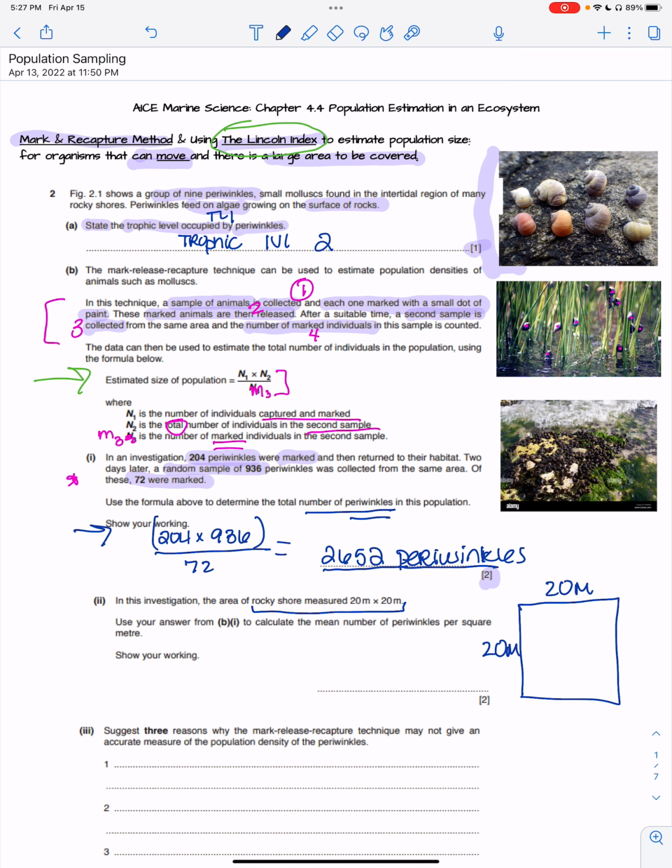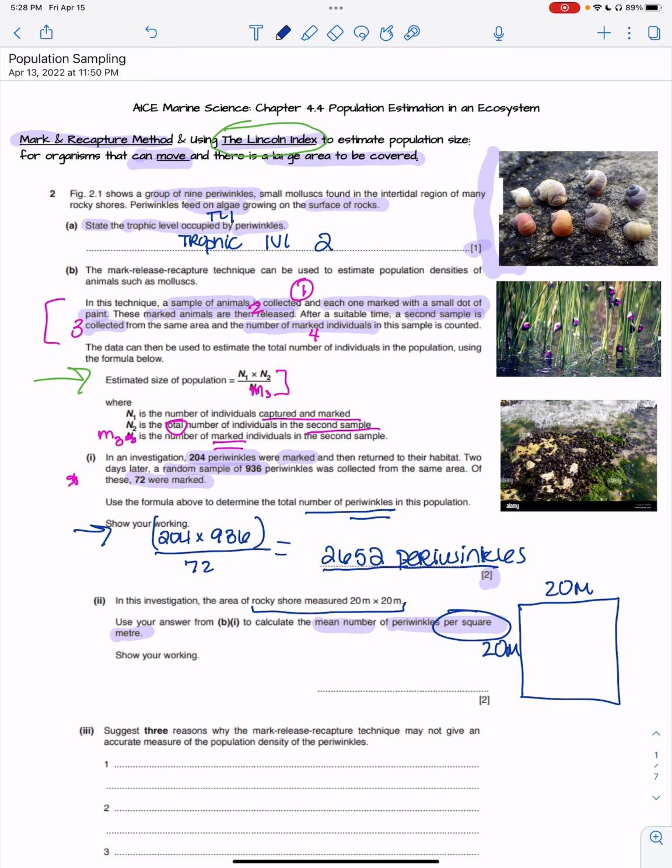All right, so use your answer from the previous question. You want to find the average number of periwinkles per square meter. So they want you to answer how many are in just one square meter. You know that you have 2,652 in a 20 by 20 square meter area. So we're going to need to divide that and figure out, if that's how many are in the total, how many would just be in one.